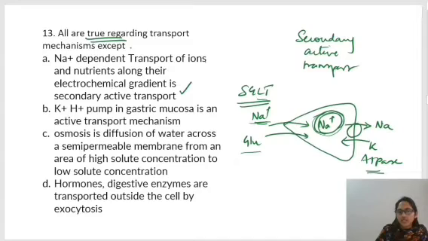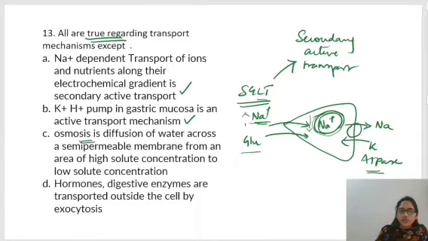Here the sodium concentration is less. So it is from higher sodium concentration to lower sodium concentration that the sodium is transported. But why is the sodium concentration less inside the cell? That is because it is taken out with the help of sodium potassium ATPase pump. Understood? So this is sodium glucose transporter, which is an example of secondary active transport. So option A is right. And potassium hydrogen pump in gastric mucosa is an active transport mechanism. Yes, we have seen already it is an example of primary active transport.